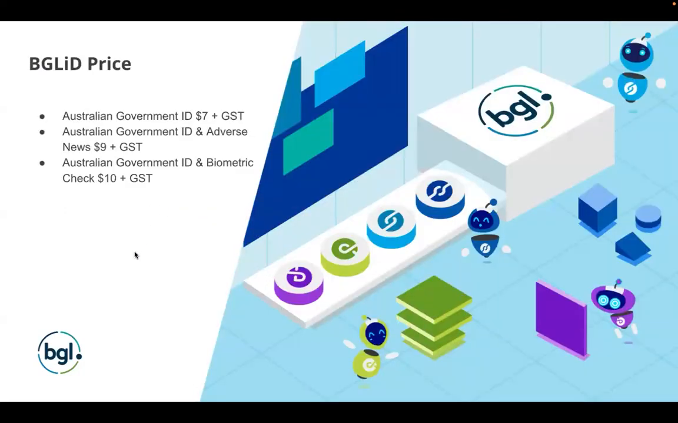So the pricing, as I mentioned just before within that demo, so our Australian Government ID check is $7 per check plus GST. And then the Australian Government ID and adverse news check is $9 plus GST. And then the Australian Government ID and biometric check is $10 plus GST.